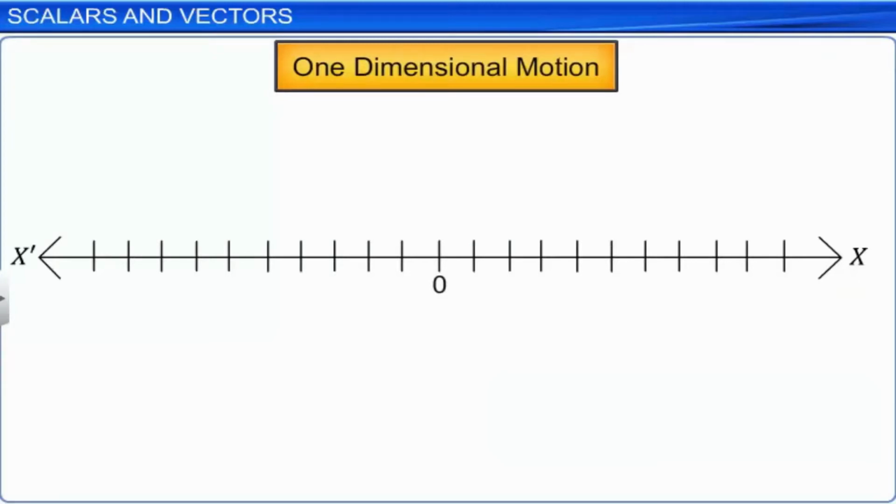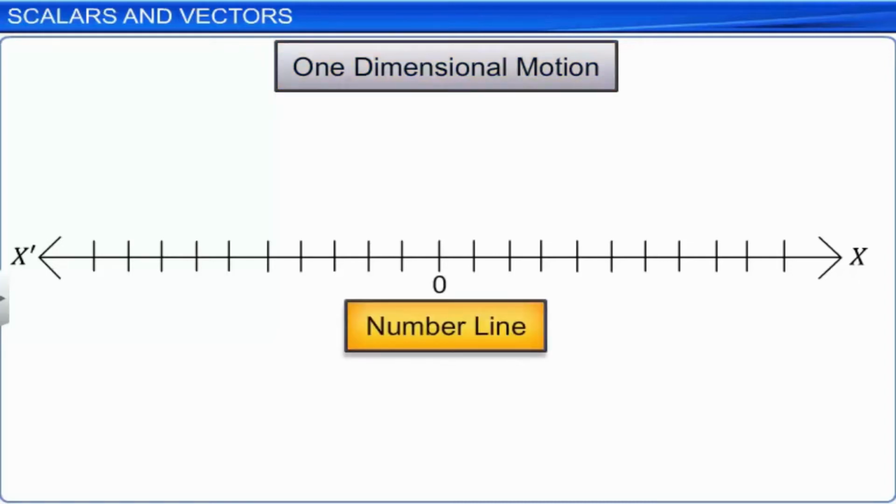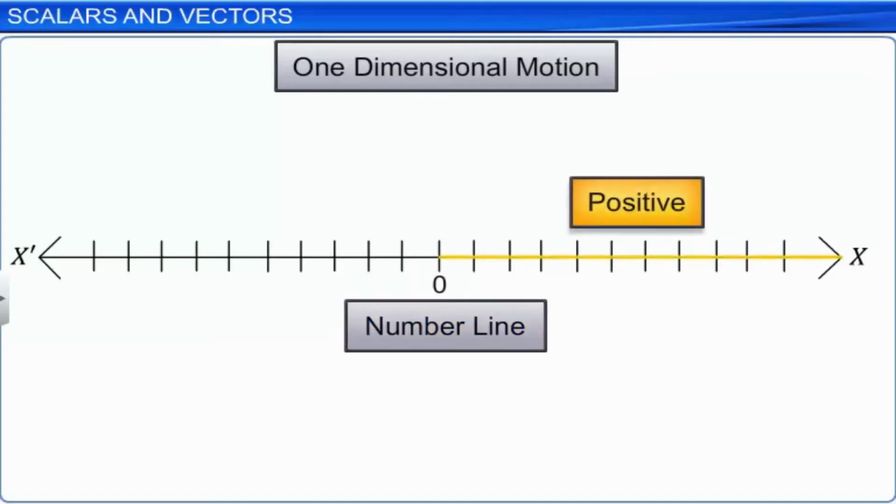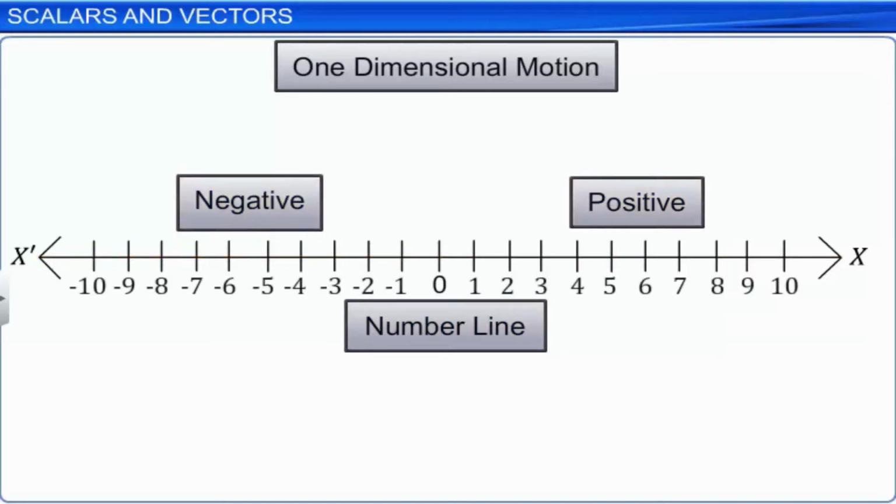number line. A number line has an origin, and measurements to the right of the origin are taken as positive and to the left taken as negative. By adopting a proper sign convention for all the entities, you are able to solve the problems analytically.